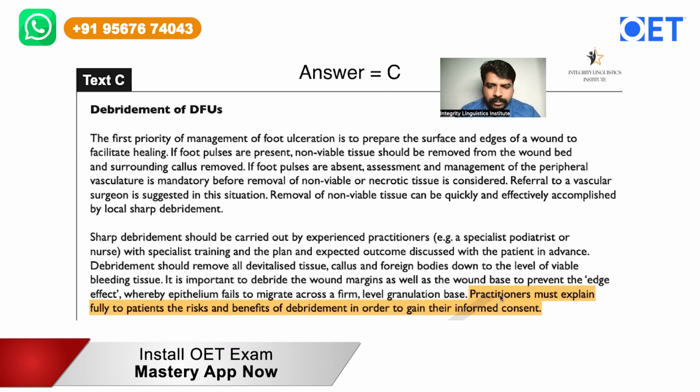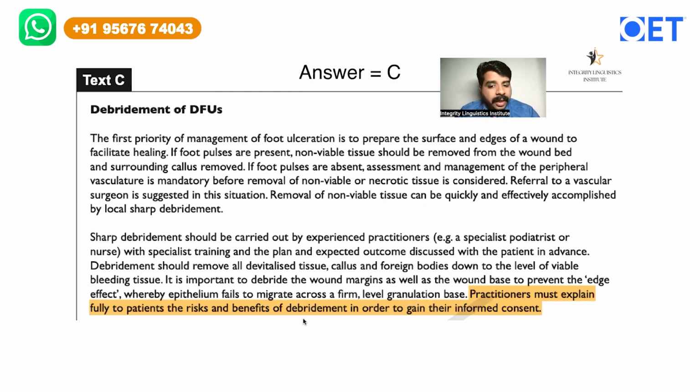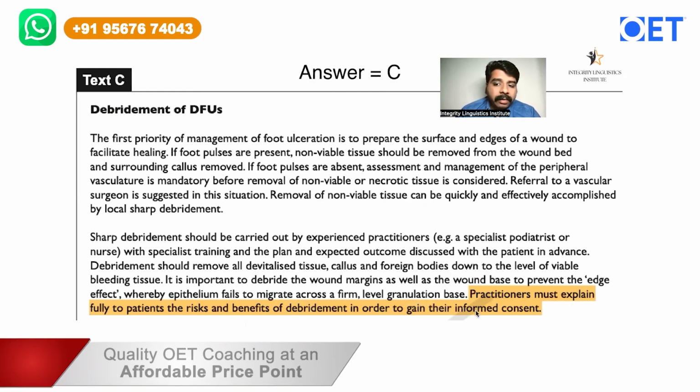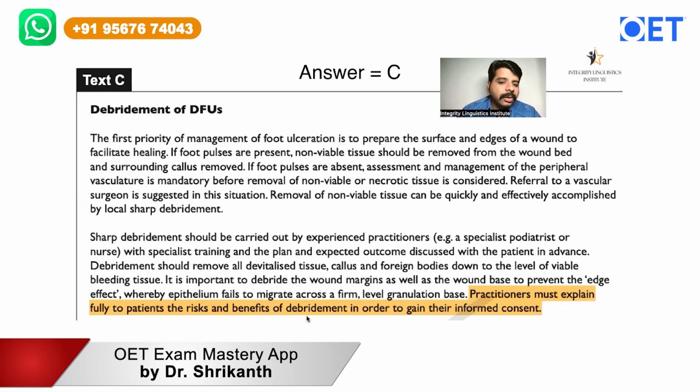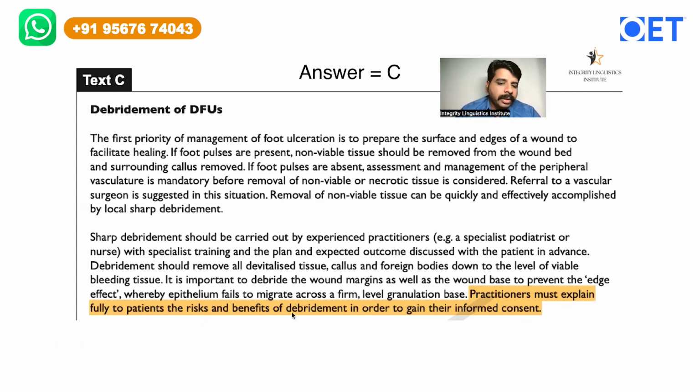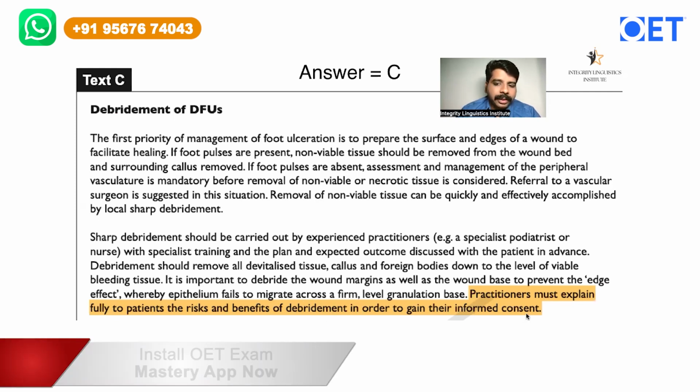Here they have written, practitioners must explain fully to the patients the risks and benefits of debridement in order to gain their informed consent. Okay, so here they have written that to get permission from the patients, the medical staff must explain everything in detail regarding the consequences of tissue removal. So consequences means there will be risky consequences and also positive consequences of what? Tissue removal. Tissue removal's other name is debridement. Okay, so the answer is located over here. So therefore the answer is C option.